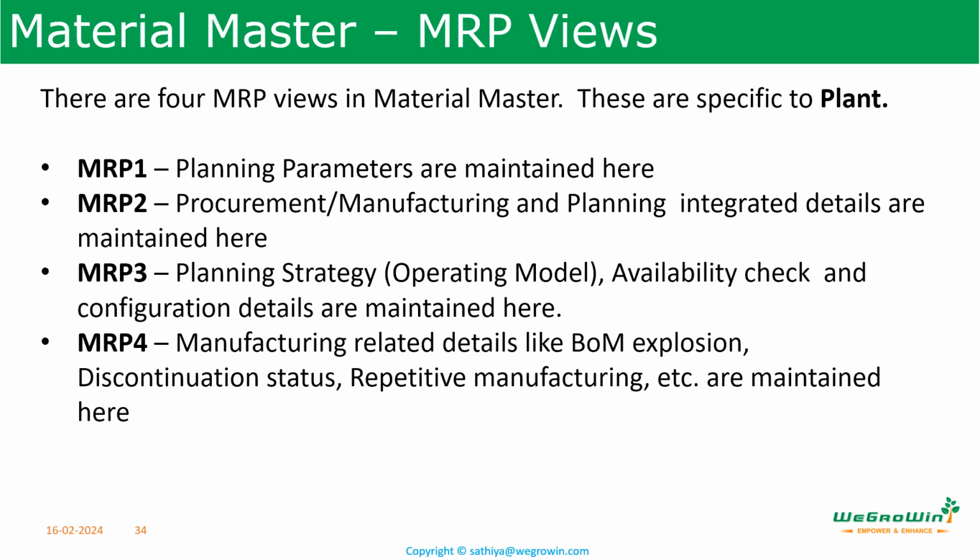MRP 3 view is to maintain the planning strategy, that is the operating model, make to stock, make to order, assemble to order, to maintain availability check, replenishment lead time, configuration details, those kind of details. MRP 4 is used to maintain manufacturing related details like BOM explosion, discontinuation status, repetitive manufacturing, component scrap, those kind of details. So please remember the MRP views in general with this logic. It will be easy for you to remember these things.